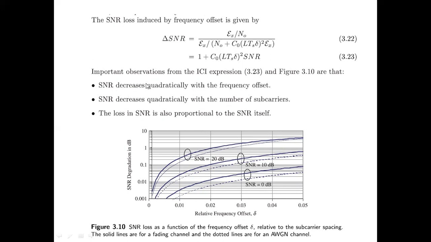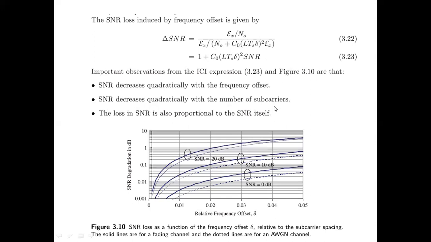Okay, as I see here, there is one big expression probably which you may have to learn by heart and write, but this is the bottom line. SNR decreases. SNR decreasing is not a good thing. So this is bad. SNR decreases quadratically with the frequency offset. SNR decreases quadratically with the number of subcarriers.